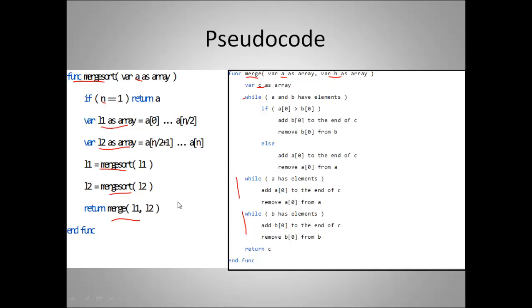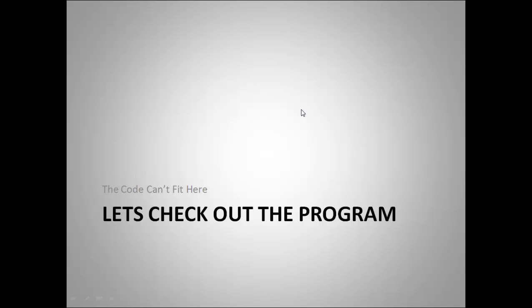So when this returns C, it's going to run through this again, except now instead of having, let's say we started off with 8 items. When we first ran this, it would divide it into 8 groups of 1. So once it goes through once, it's going to have 4 groups of 2, then 2 groups of 4, and then finally it's going to have 1 group of 8, and the entire thing is going to be sorted. Now, let's check out the actual code.